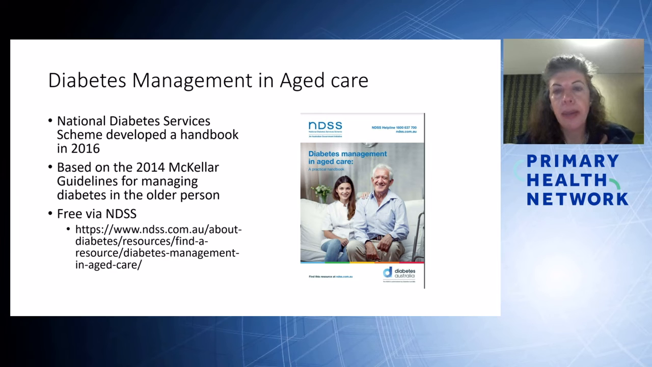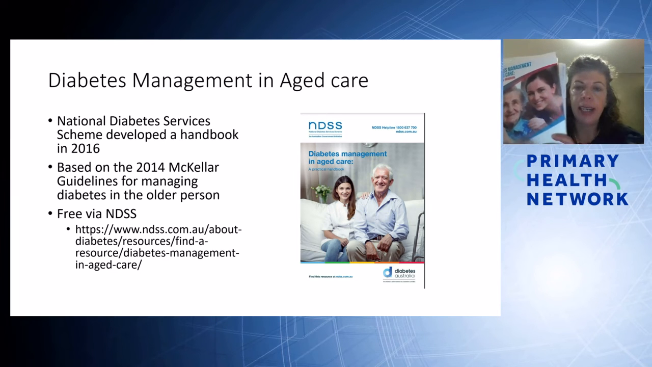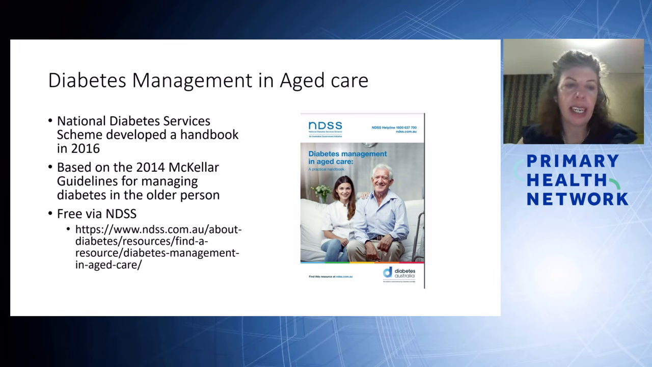So for information in aged care, there's a fantastic book. You can't get the handbook anymore as a paper version. It's all available online, but it's using the McKellar guidelines for managing diabetes in the older person. So it's available for free to download from the National Diabetes Services Scheme.